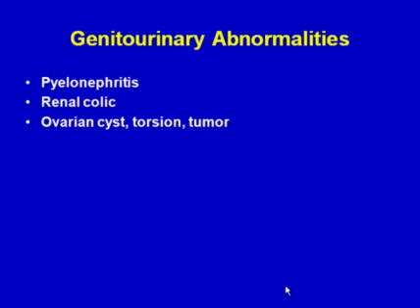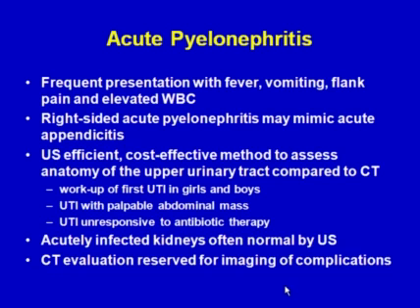I'd now like to move on to a discussion of genitourinary abnormalities that may be associated with acute abdominal pain, namely pyelonephritis, renal colic, and ovarian cyst, torsion, and tumor. Acute pyelonephritis frequently presents with fever, vomiting, flank pain, and an elevated white blood cell count. Right-sided acute pyelonephritis may mimic acute appendicitis, and ultrasound has been shown to be an efficient, cost-effective method to assess the anatomy of the upper urinary tract compared to CT.